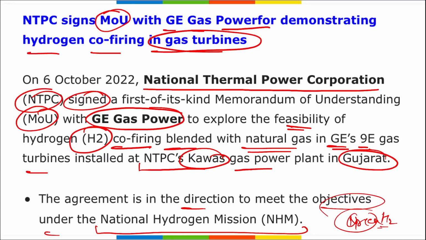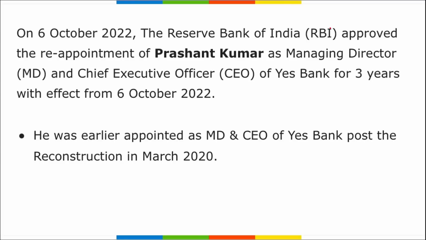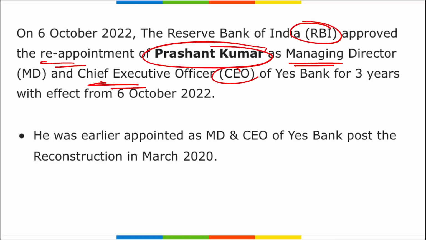All right, next we are talking about appointment. RBI has approved the reappointment of Prashant Kumar as the managing director and chief executive officer of the Yes Bank, and for how many years? For 3 years. I repeat, who appointed this? This appointment was approved by RBI. It was a reappointment of Prashant Kumar, who will be the managing director and chief executive officer of Yes Bank for how many years? For 3 years.